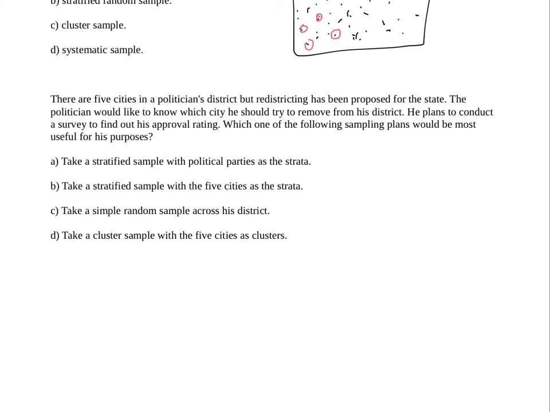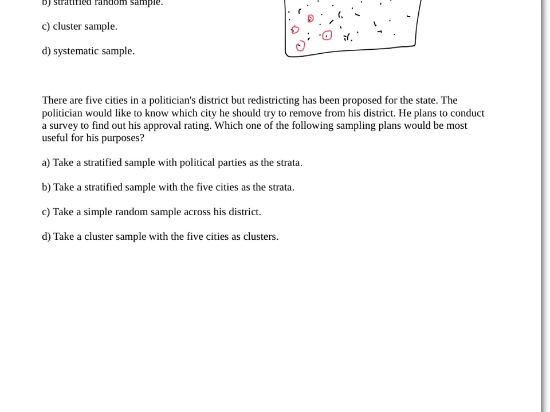There are 5 cities in a politician's district, but redistricting has been proposed for the state. The politician would like to know which city he should try to remove from his district. He plans to conduct a survey to find out his approval rating. Which one of the following sampling plans would be most useful for his purposes? Okay, so we've got a few options here. We've got 2 ideas for taking a stratified sample. We've got a simple random sample, and we've got a cluster sample.